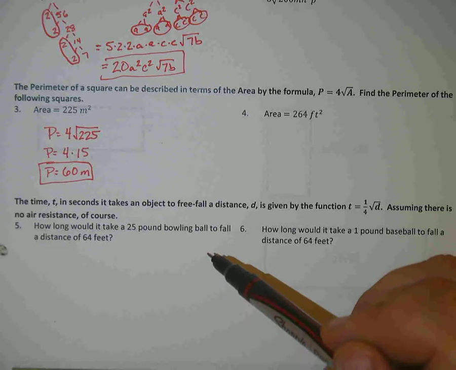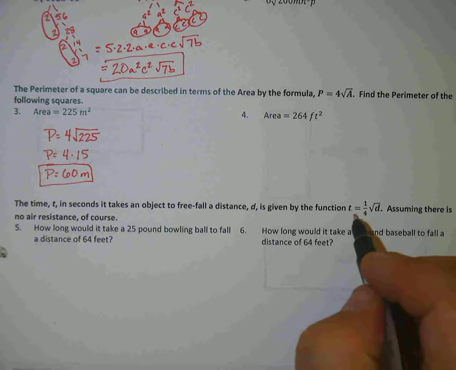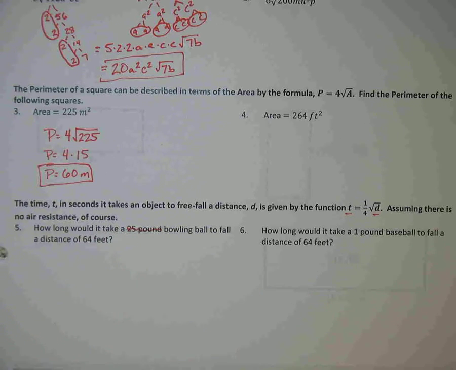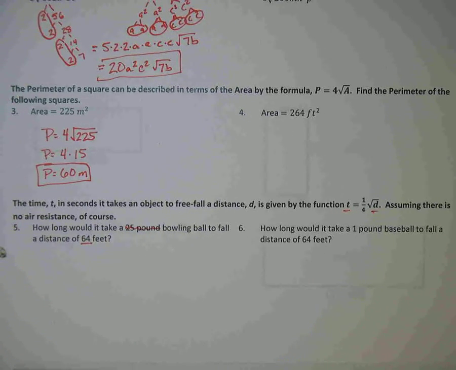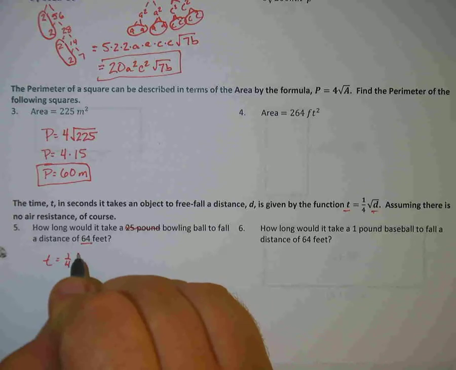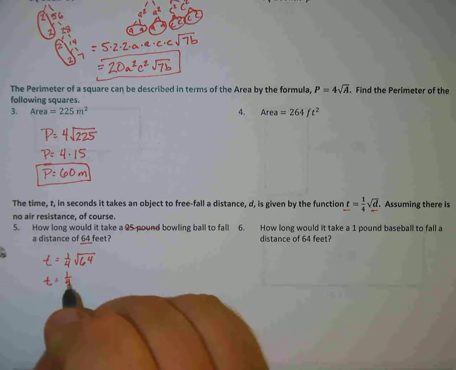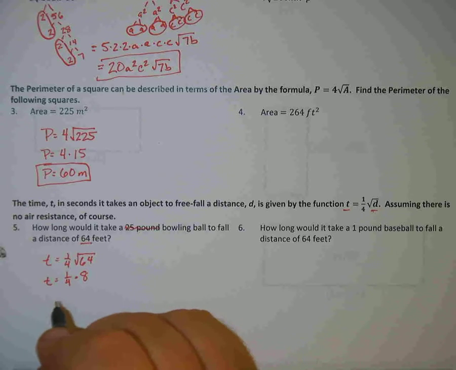All right, it's a pretty heavy bowling ball, I'm just going to say that. But it doesn't really matter because all I'm worried about is time and distance. So that 25 pounds, that's one of those distractor numbers. You don't have to worry about how heavy the bowling ball is. We just know that it's going to fall 64 feet. So t equals 1/4 the square root of 64. Square root of 64 happens to be a perfect square, and that is 8. So 1/4 times 8 is 2 seconds.